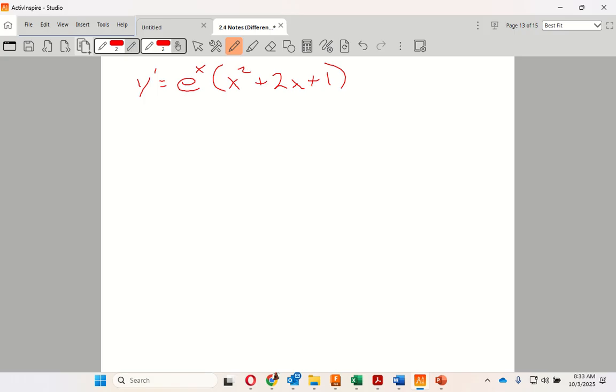Okay. So y double prime is product rule. So again, identify what it is that we're doing. So I'm going to change from my second derivative. So this is f and this is g. So f prime is going to be e to the x. G prime is going to give me 2x plus 2.